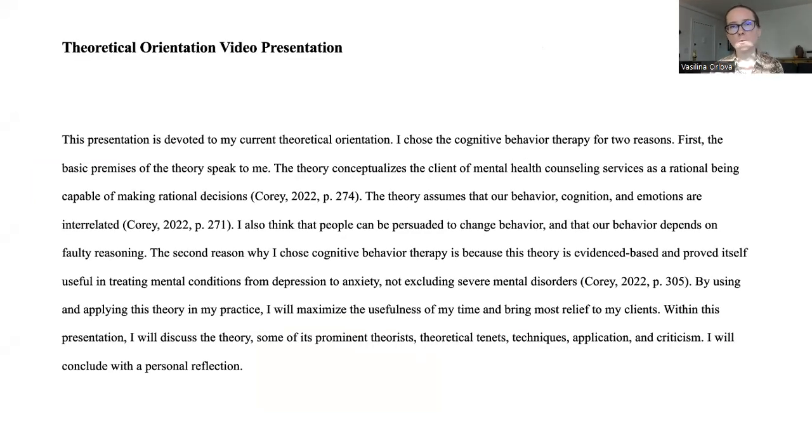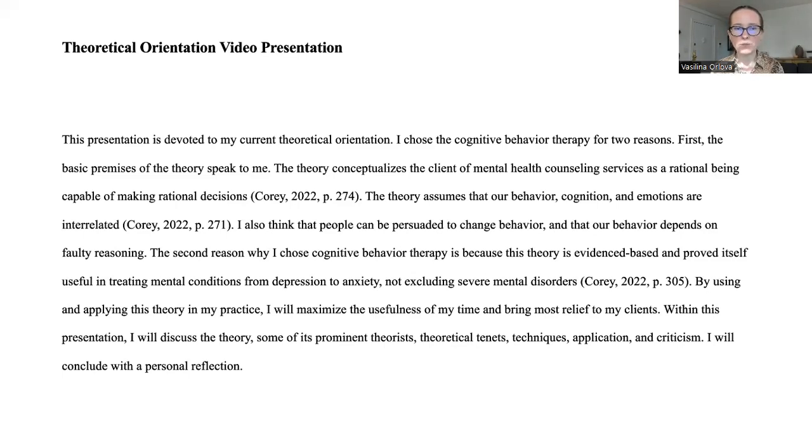So this presentation is devoted to CBT for two reasons. First, this theory really speaks to me. What I mean by that is that the theory conceptualizes the client as a rational being who is able to make rational decisions. And it sees the cause of disturbances in irrational behaviors, thoughts, and cognitions. In this, I am on board with this idea. I do think that we can persuade each other that the faulty lines of thinking can be altered and that people would benefit from that.